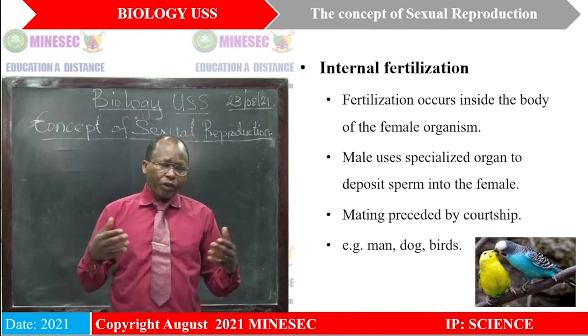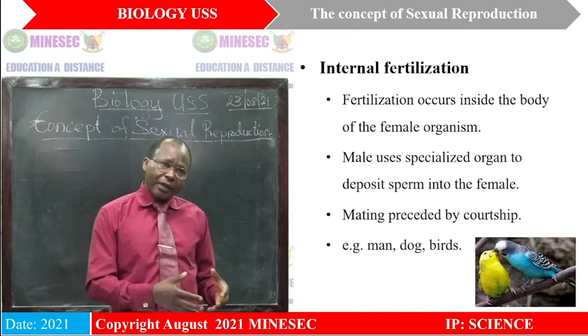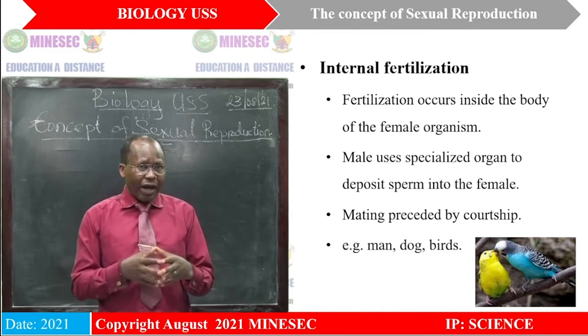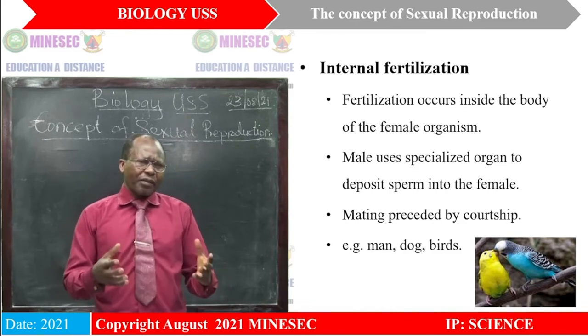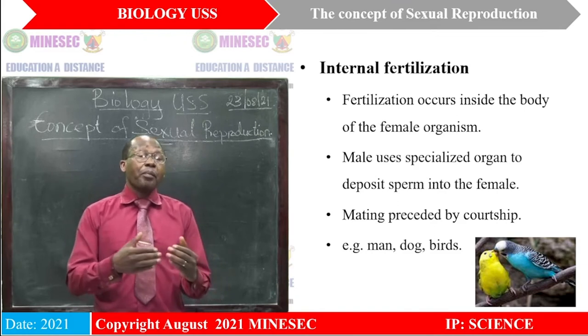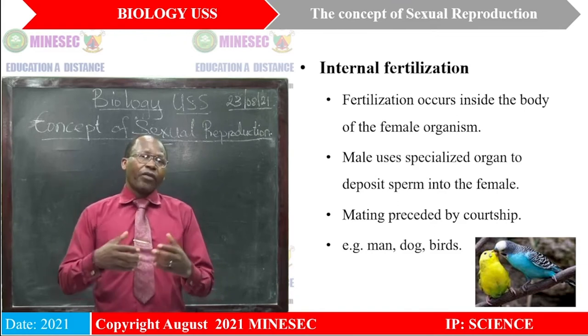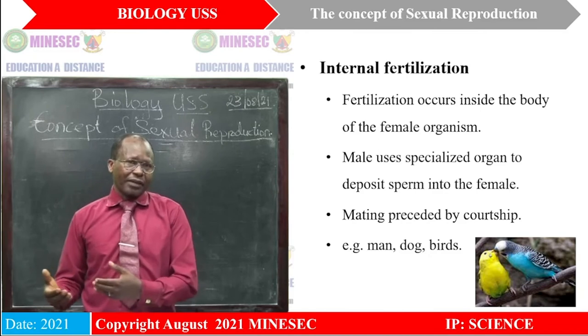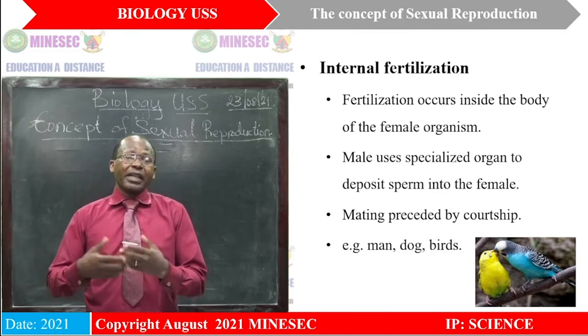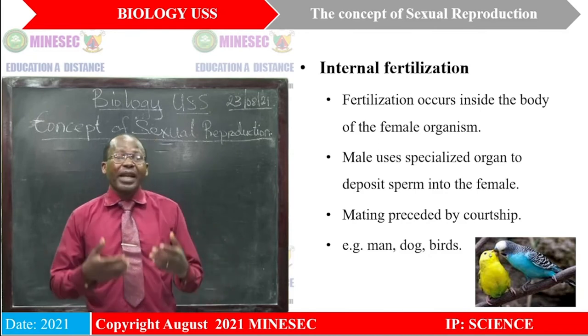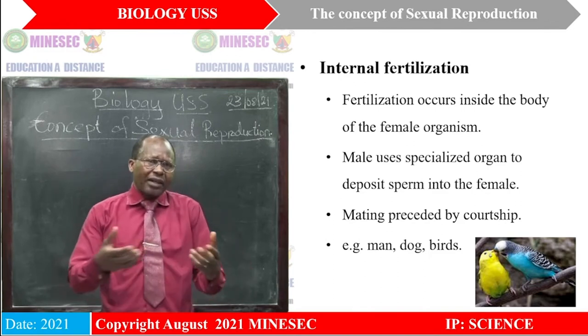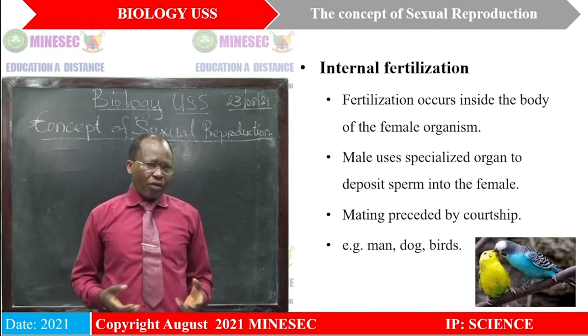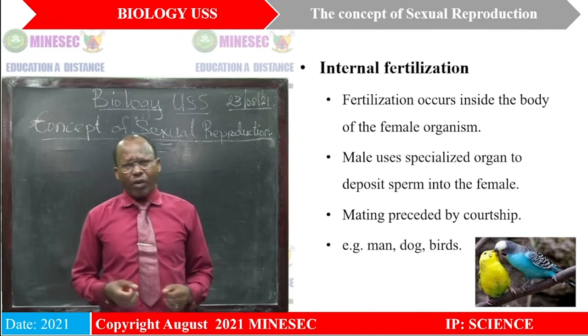And during this process in which the sperm will move from the male to the female using a special organ, it is not just taking place anyhow. There is a procedure, especially for what we call advanced organisms. Advanced here is not in terms of human development, but in terms of biological development of the body of that organism. And we have a good example here.